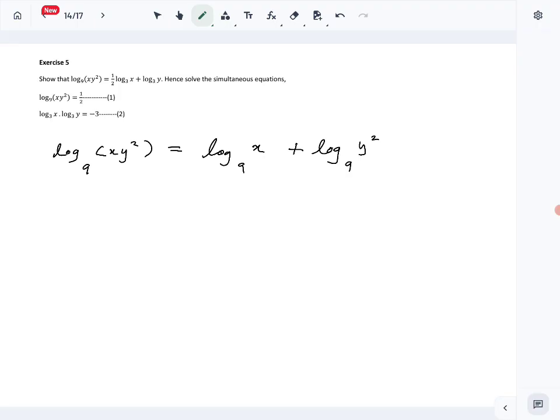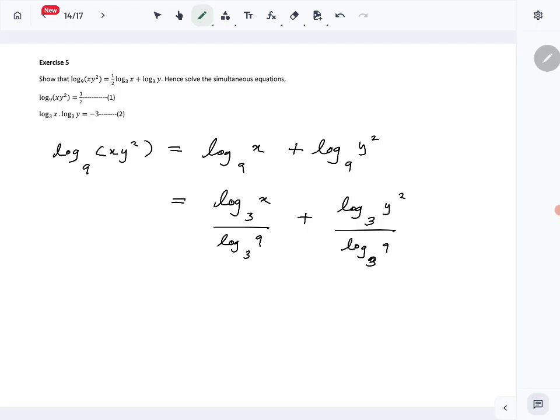Okay, now notice that this side is written in base 3, right? This side is written in base 3, but I have these two terms in base 9. So I have to use what? Change of base formula for each of these terms. So I have to use log base 3. So log base 3 of x over log base 3 of 9 plus log base 3 of y squared over log base 3 of 9.